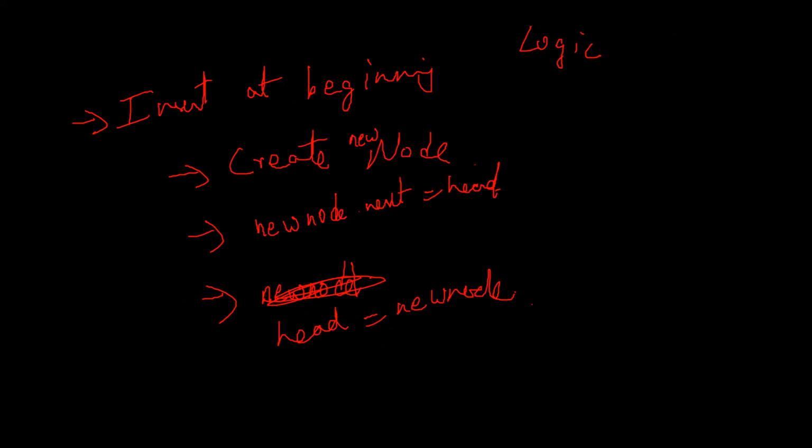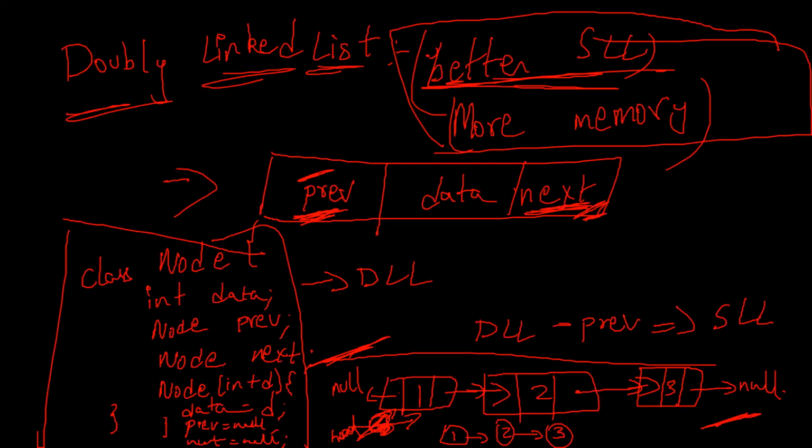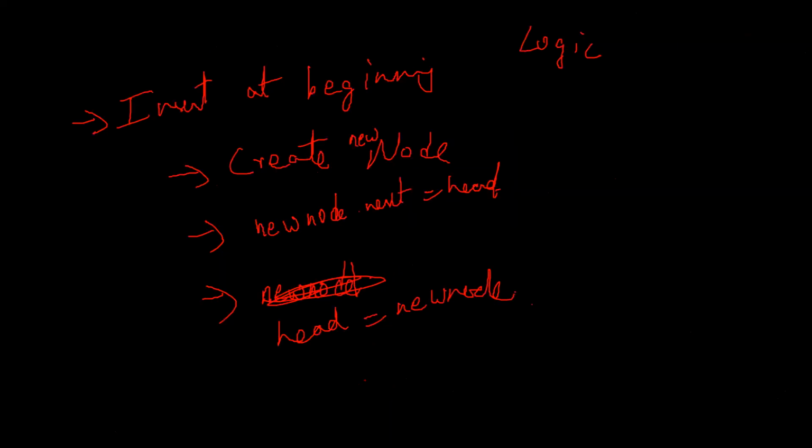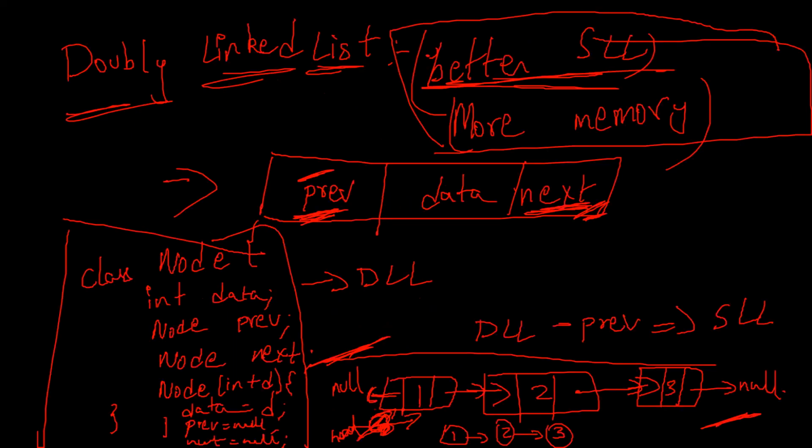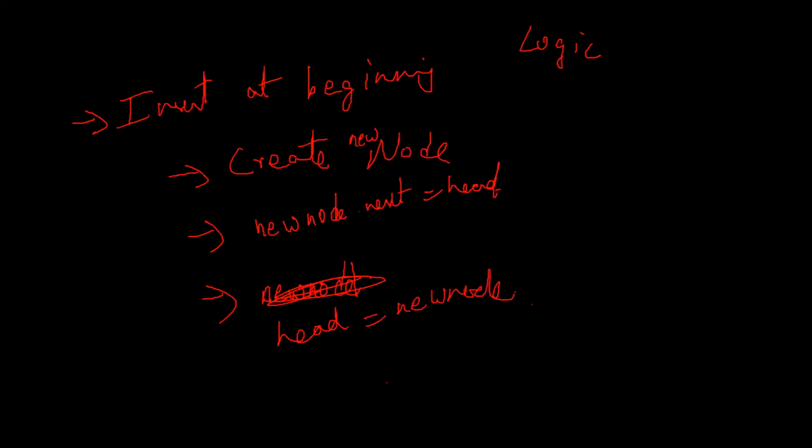Aishwarya, it's already initialized with null only. I'm inserting at the beginning, so my new node will be the first head. Head's previous is already pointing to null. Why do I need to update it? No need to update previous of new node. Got it? I'm inserting at the beginning, so my new node itself is head. I don't need to change anything. It's just null.